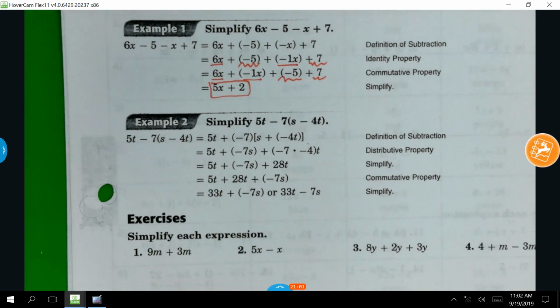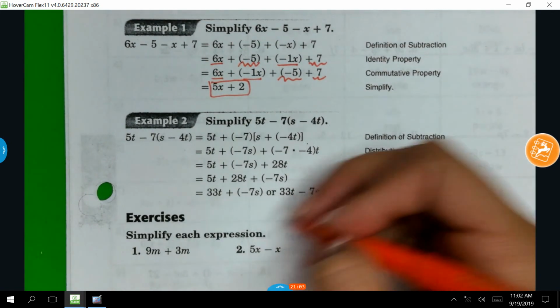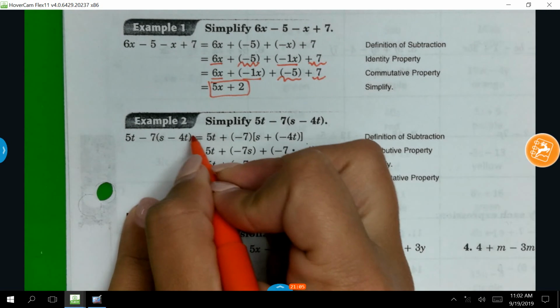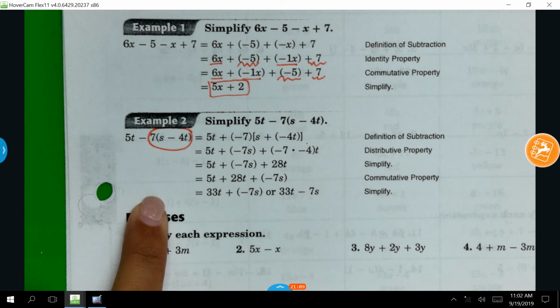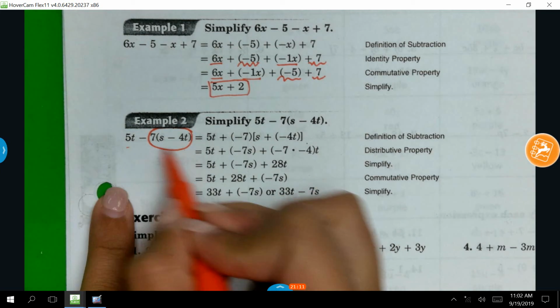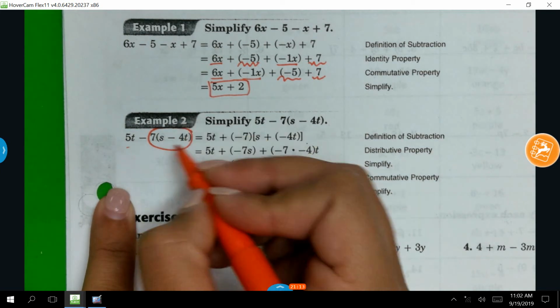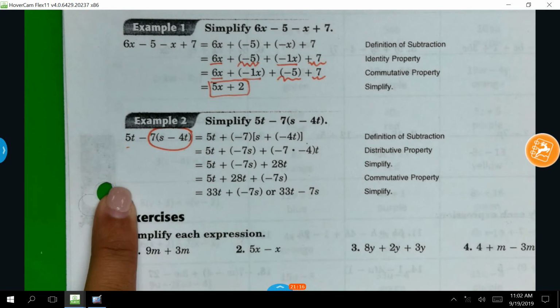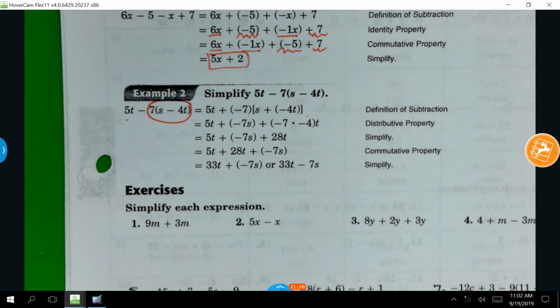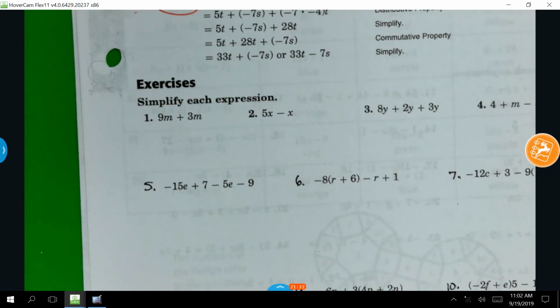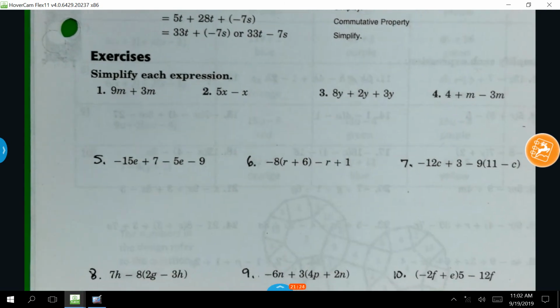Alright, and then this second example is showing you how to work a problem when you have, what is this called right here? The distributive property. So anytime that you have an expression with the distributive property inside of it, you have to do that first. Okay? So we can look back at that. I just want to go ahead and skip down and do some by ourselves, because I feel like it's easier to learn when you're actually doing it yourself.